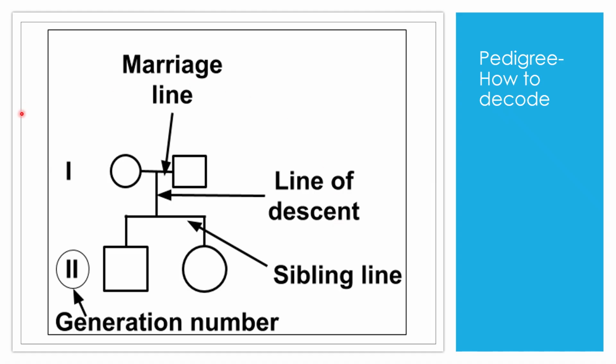Then we have the generation number. So there are two generations in this pedigree. Generation 1 is the mom and the dad. Generation 2, there's a son and a daughter. In this pedigree, nobody is affected by whatever trait they were tracking. This is just a pedigree of a family that does not have the traits.